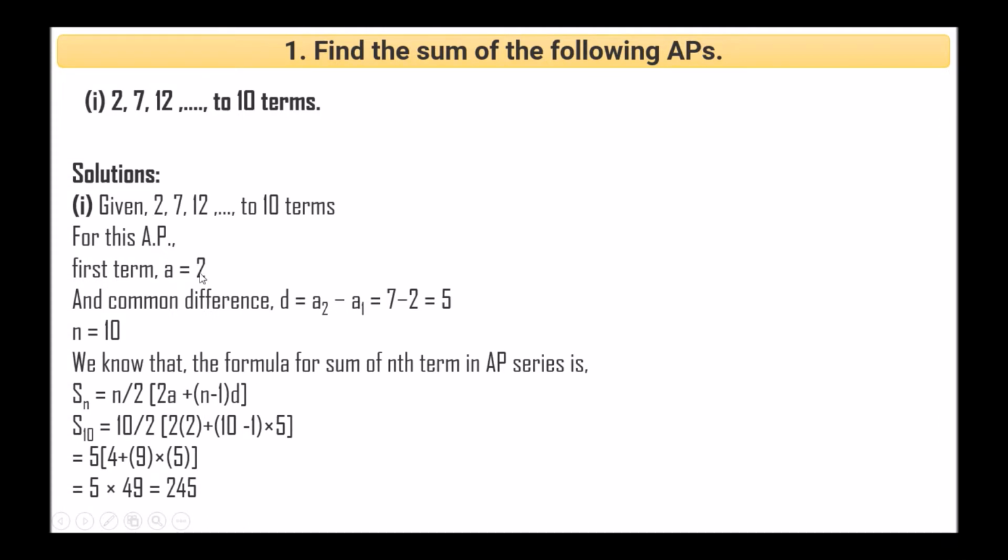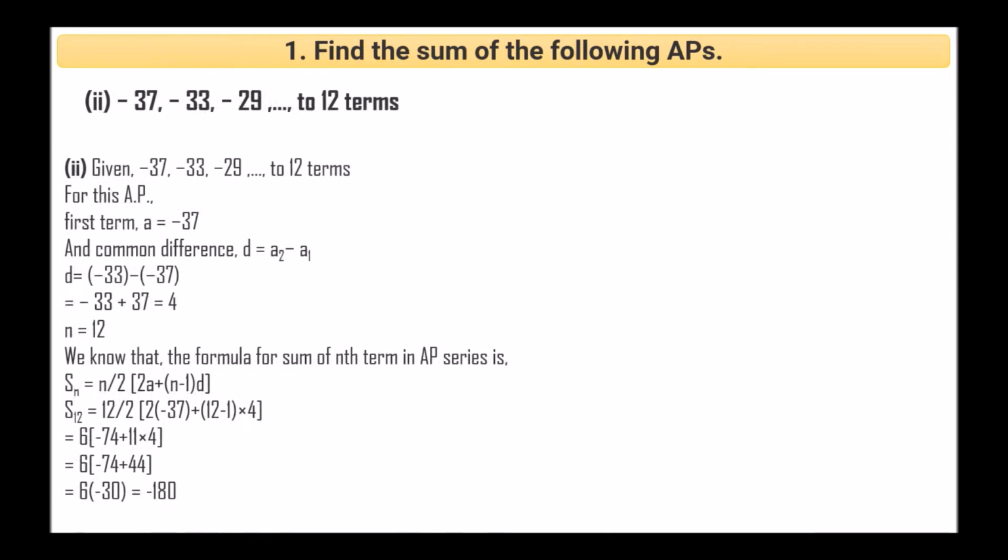First term a is 2, common difference d is 5, n is 10. We know that the formula of the sum of n terms in an AP series is Sn equals n upon 2 into (2a plus (n minus 1) into d). We will put the values of n, a and d. We will get S10 equals 245.